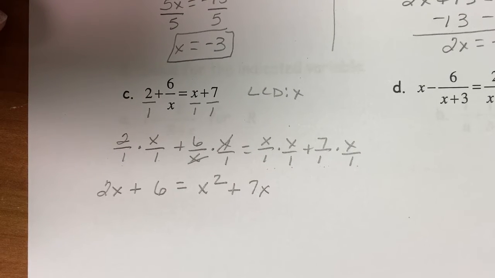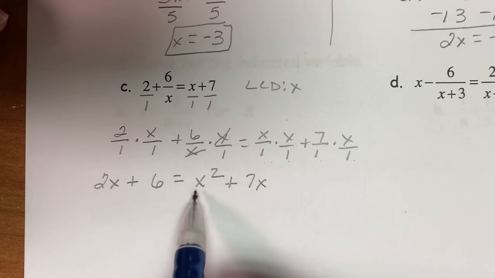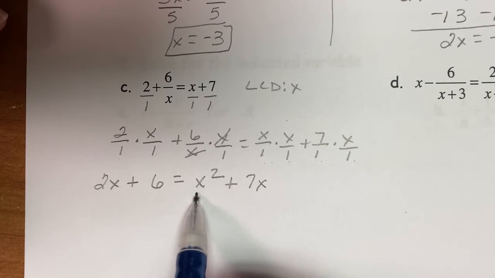So now look at this equation we're left with. It's a quadratic equation. We solved those in chapter 6. So remember, it's quadratic because it has an x squared. And what do I do to solve a quadratic equation? You want to set it equal to 0 so that you can factor.